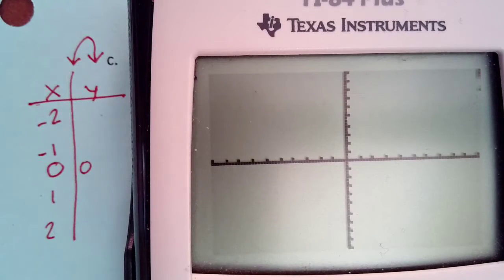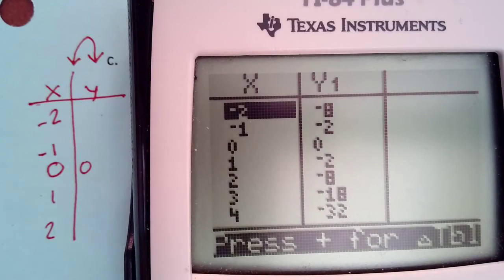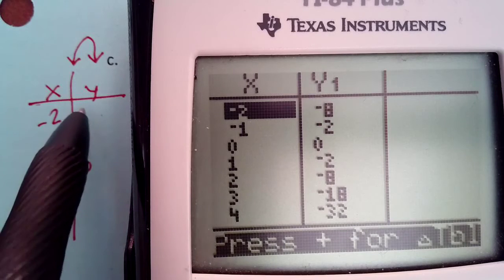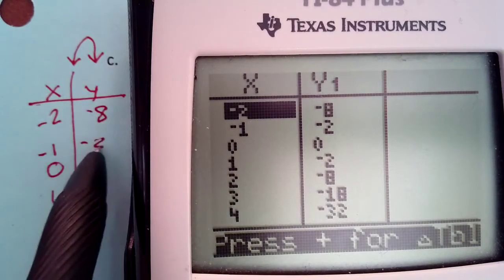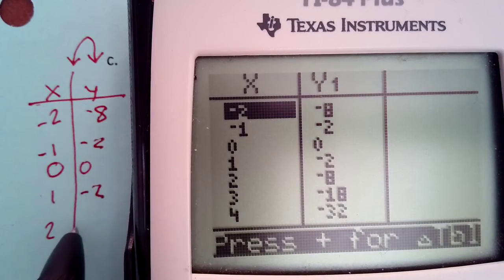Maybe I press graph to look at what's happening. So we're right. Good job. It is upside down. Second graph. -2, -8. -1, -2, 0, 0, 1, -2, 2, -8.